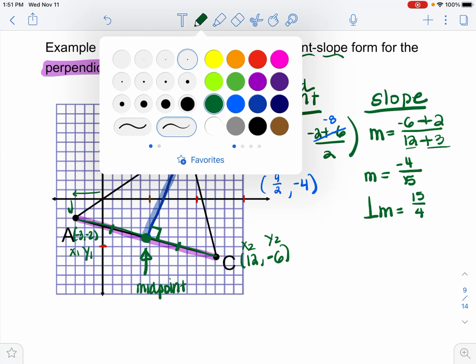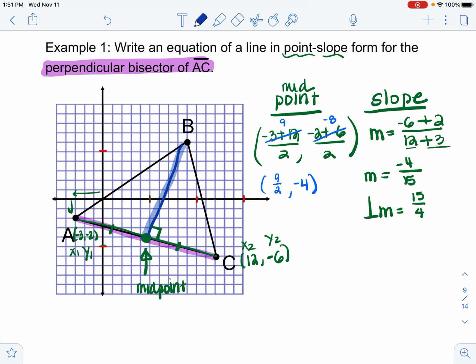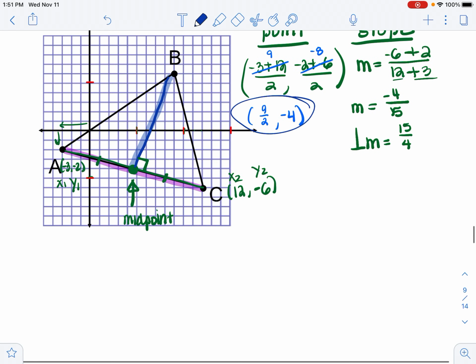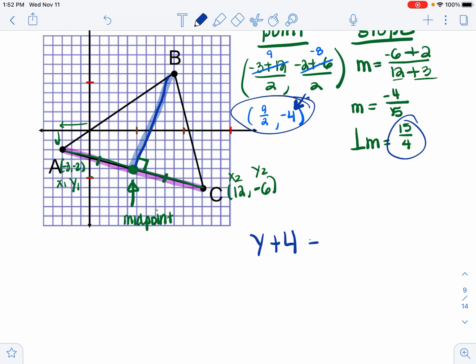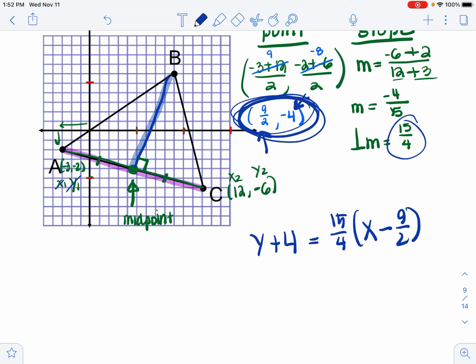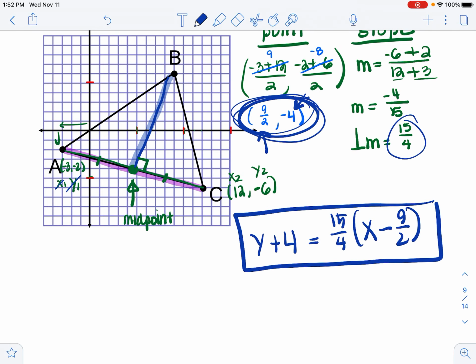So now I'm ready for my last step, which is write the equation of the perpendicular bisector. I need a point, and I need the slope, which I have both of. So I have y minus y1, which is a -4, so I make it positive, equals m, 15/4 times x minus x1, which is 9 over 2. So make sure you don't confuse it with this x1 or this y1 because this is our new point right here. And there's your line.